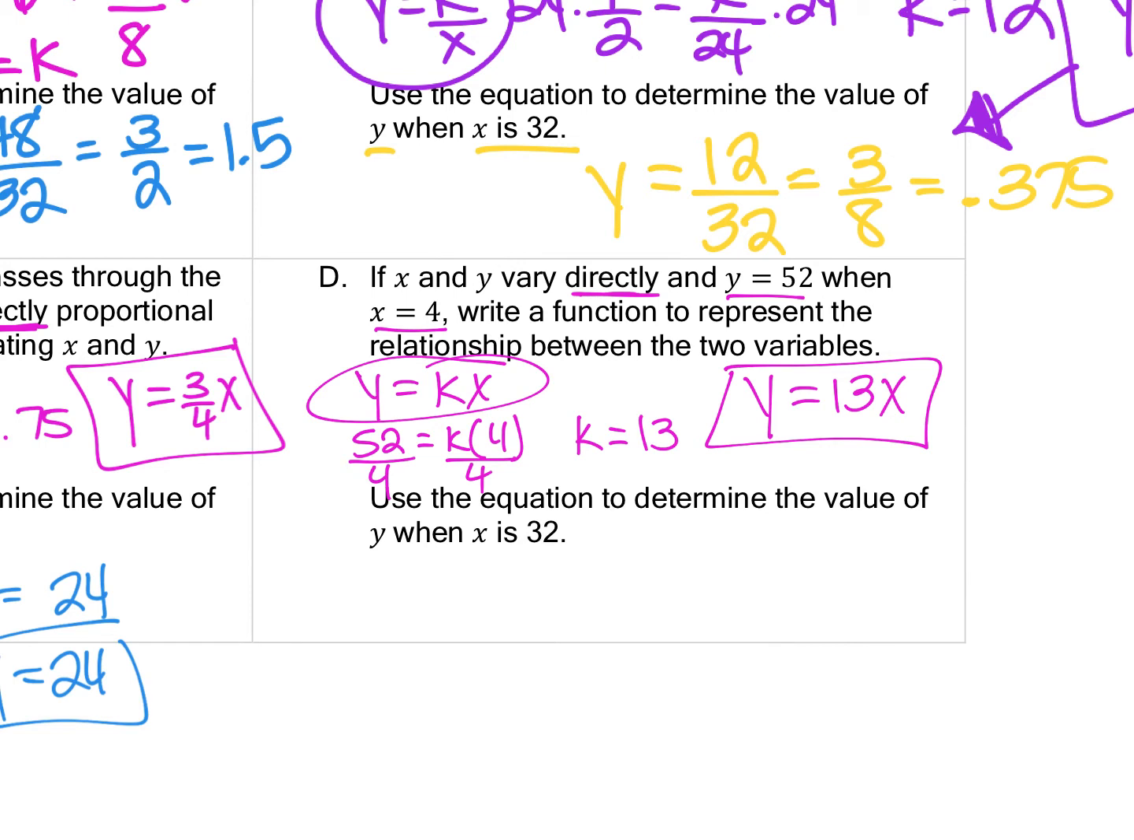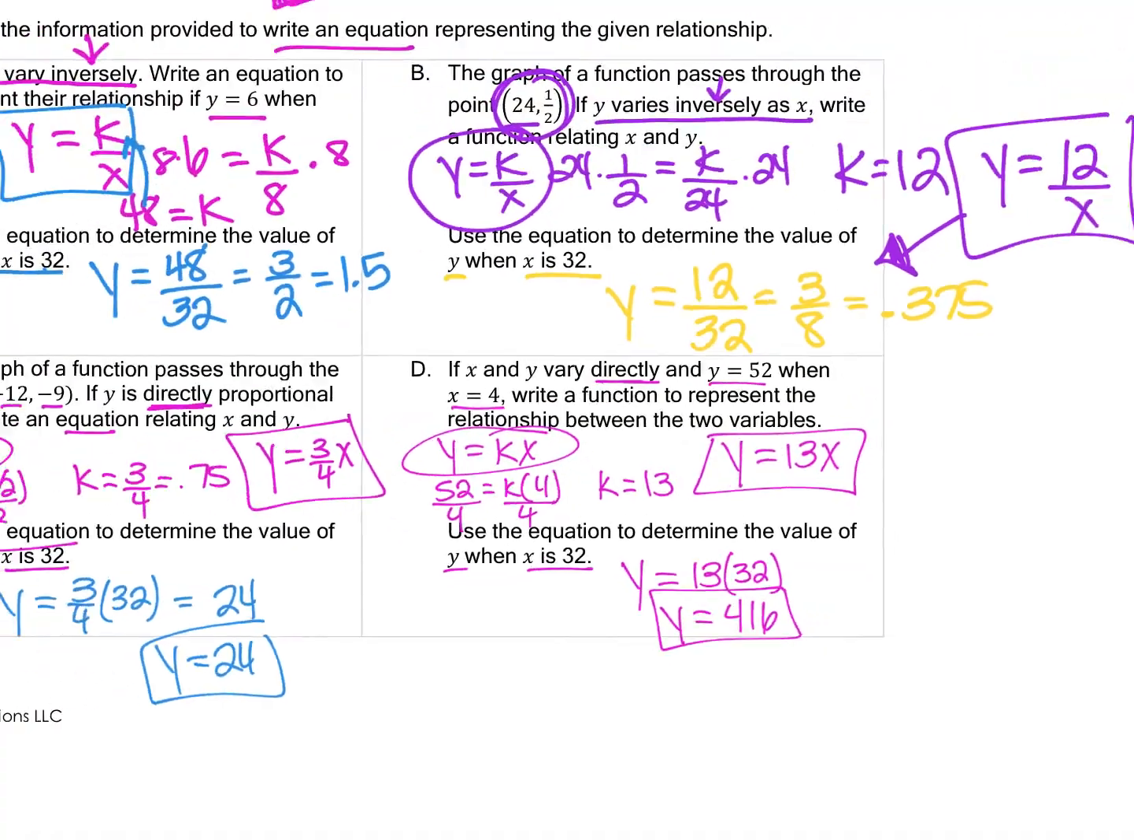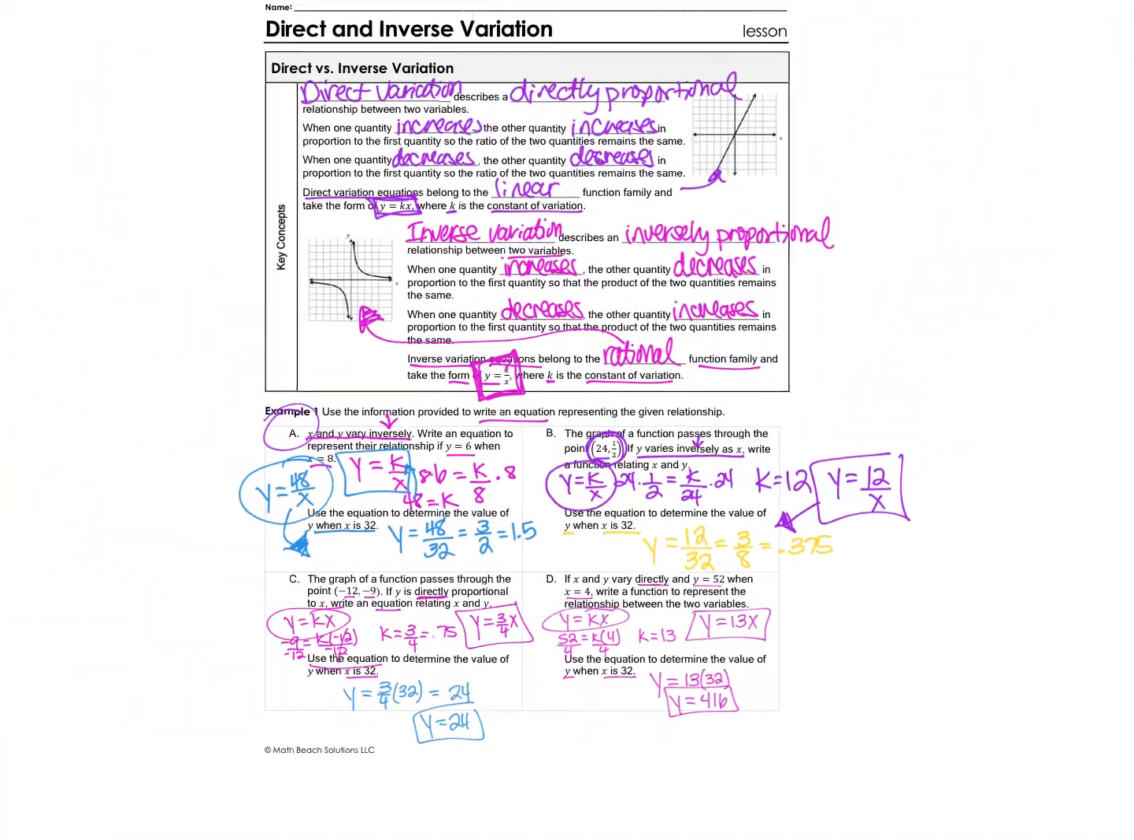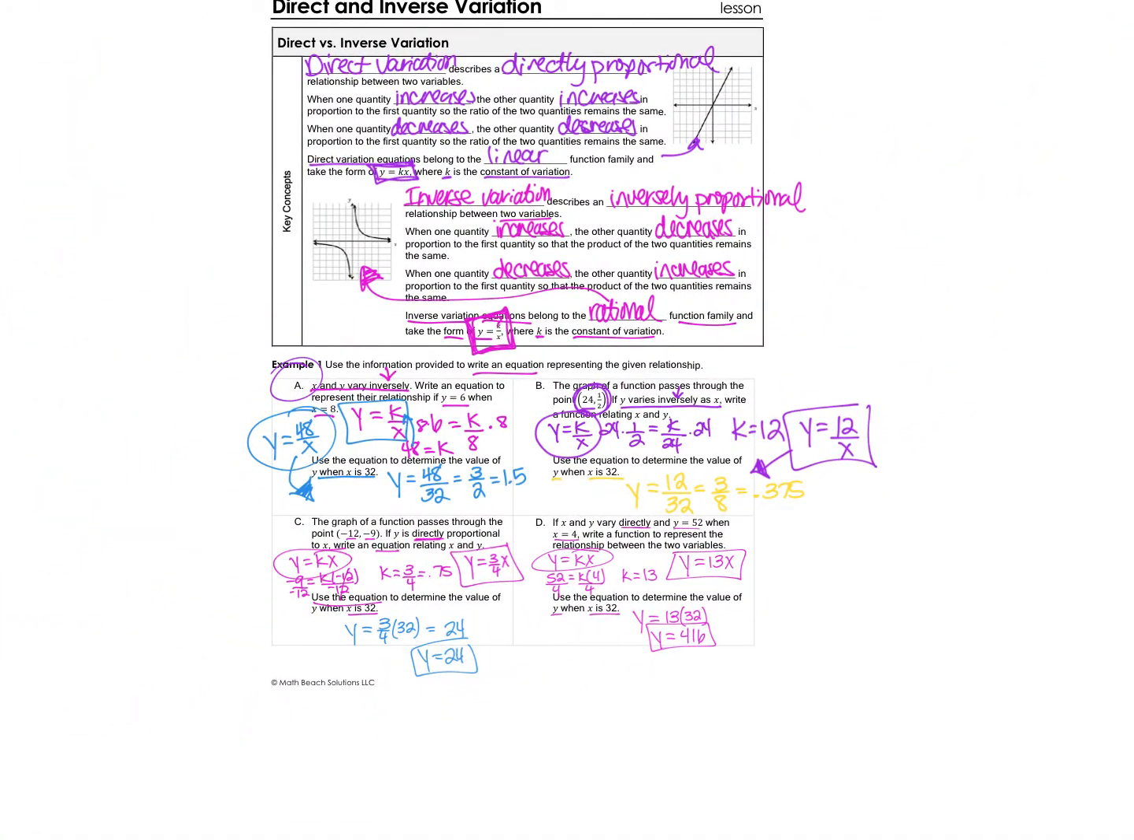You're using that equation in order to find y when x is 32. So I'm going to substitute in. So y equals 13 times 32, which would equal 416. So there's the y value whenever x is 32. Okay, so this is, again, direct and inverse variation. So let's look at the back.